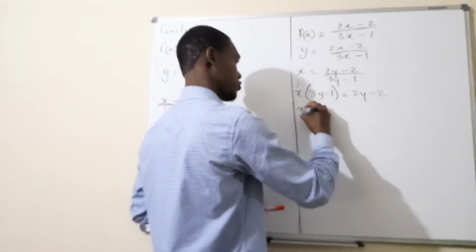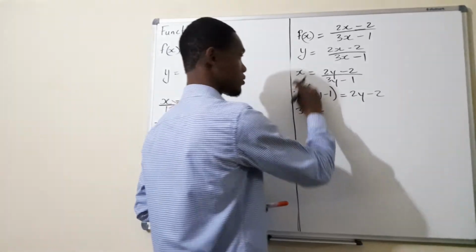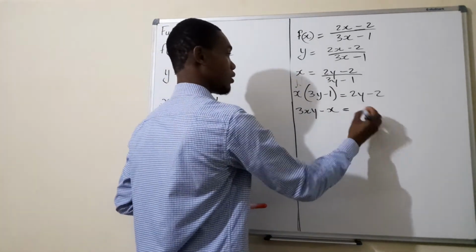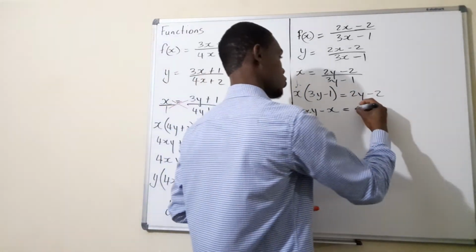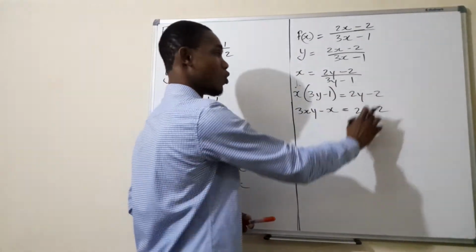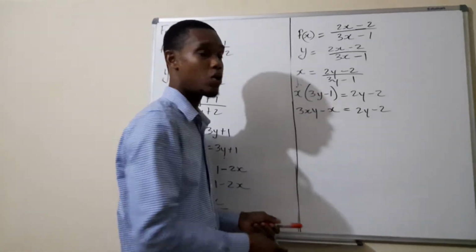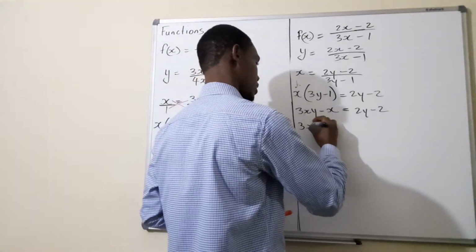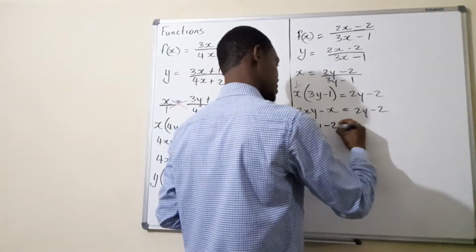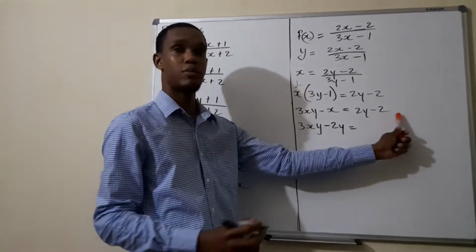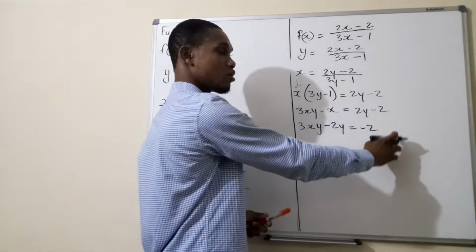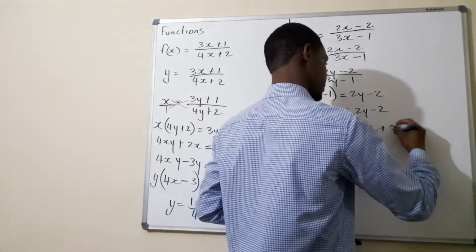Distributive property, so 3xy minus 1 times negative x gives you negative x, equals 2y minus 2. When you get here, you want the y's on the same side and everything that's not a y on the other side. So it's 3xy, positive 2y, so it goes on the other side as negative 2y, equals, this is minus 2, this is a minus x here, so when it goes on the other side, it will become plus x.